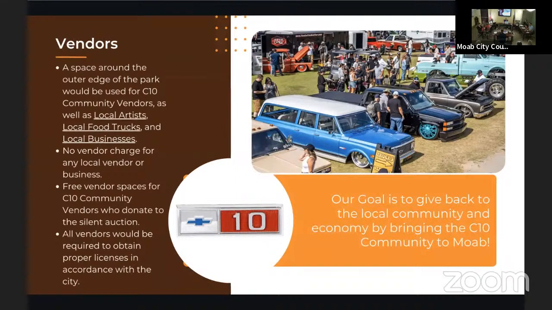Vendors. How would vendors work? We would set up a large space around the outer edge of the park, and we would use that for C10 community vendors. We'd also like to invite local artists, local food trucks, and local businesses to participate and have an opportunity to make money at the park. We will not charge any local vendors or businesses or food trucks any fee to be involved.